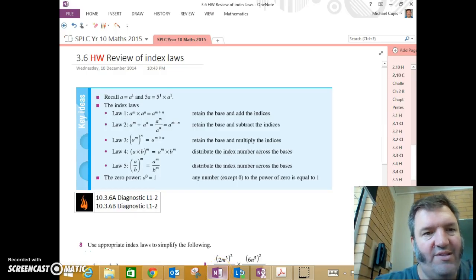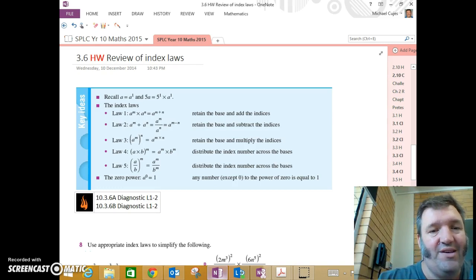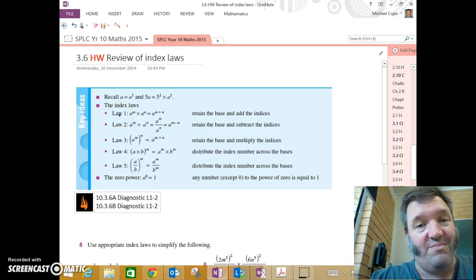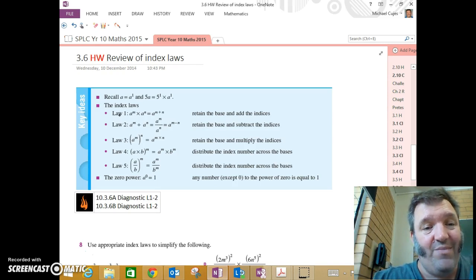All right, 10.3.6, review of index laws. You've done these to death. You've been doing them for years. You should remember all of these rules. Do you need to know which one's 1, 2, etc.? Not really. It changes depending on which book you read and what order you want to write them in. Law 1 and Law 2 are always the same. If you're multiplying two indices with the same base, you add the indices.